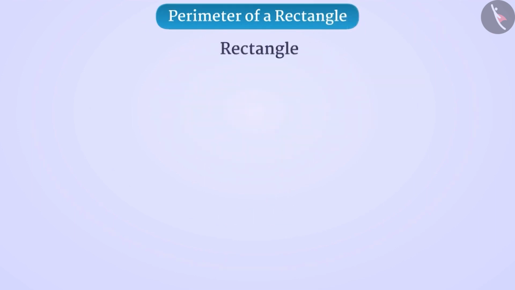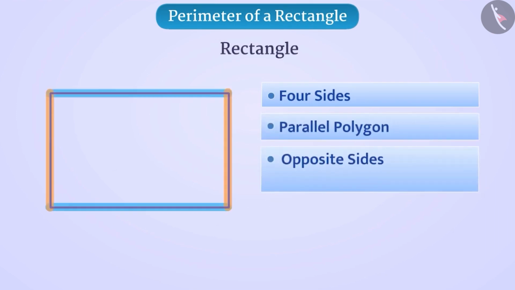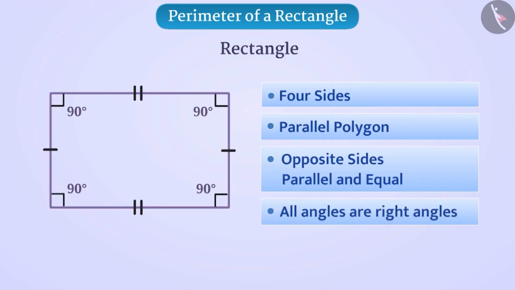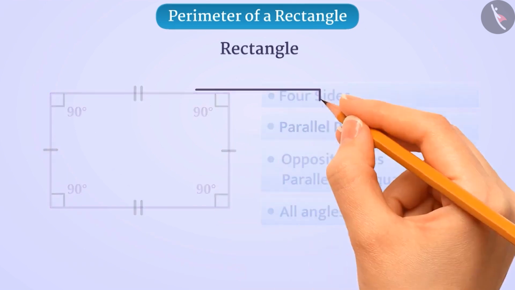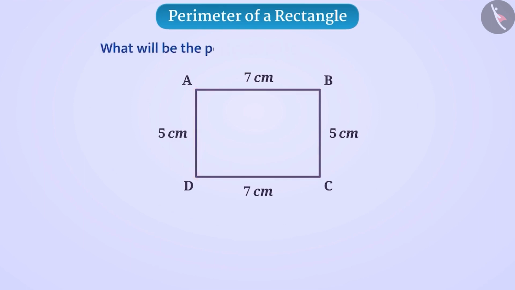A rectangle is a parallelogram with four sides in which the opposite sides are parallel and equal and all the angles are right angles. For example, look at the rectangle ABCD. In this, line segment AB is equal to 7 centimeters, line segment BC is equal to 5 centimeters, line segment CD is equal to 7 centimeters, and line segment DA is equal to 5 centimeters. Can you tell what will be the perimeter of rectangle ABCD? Think for a while.